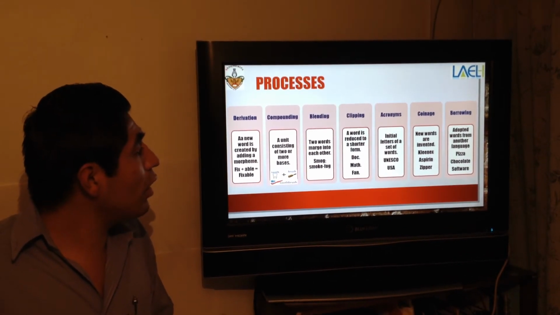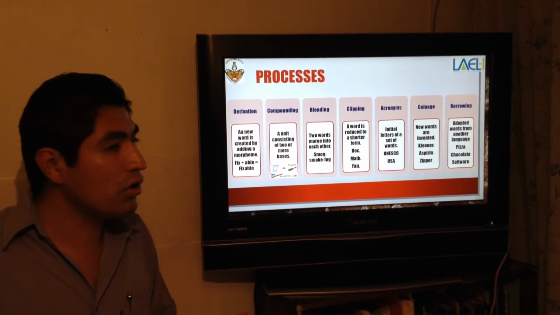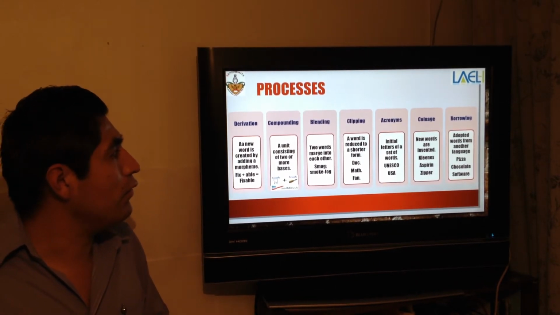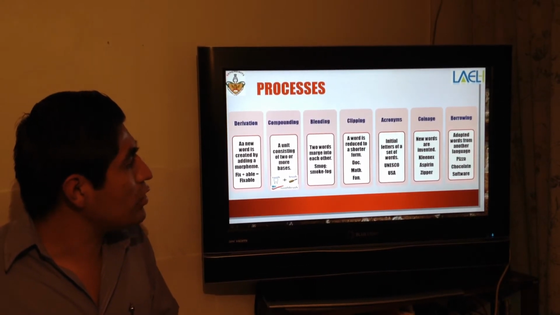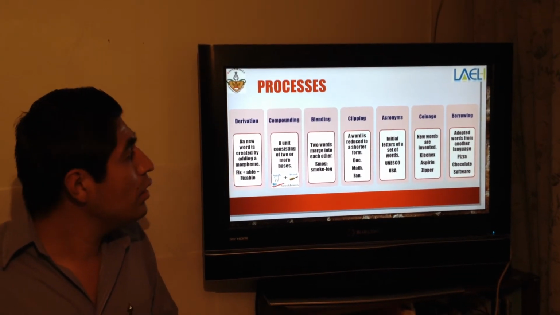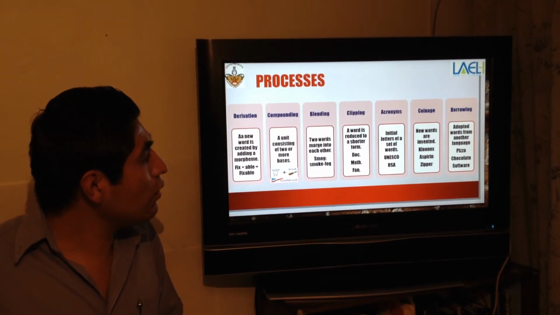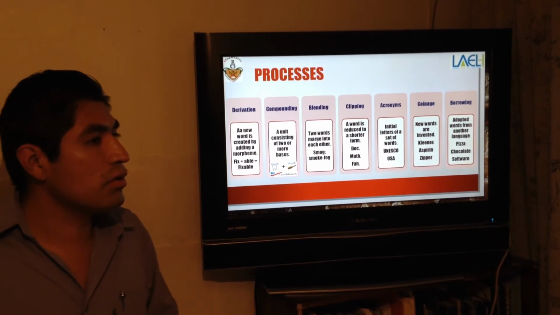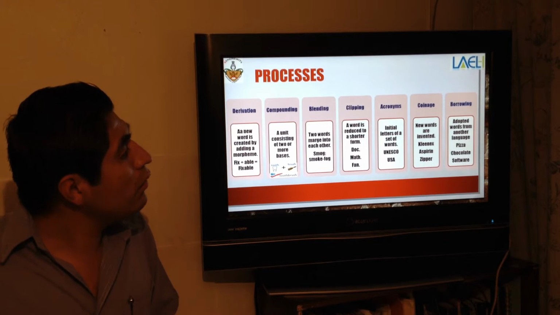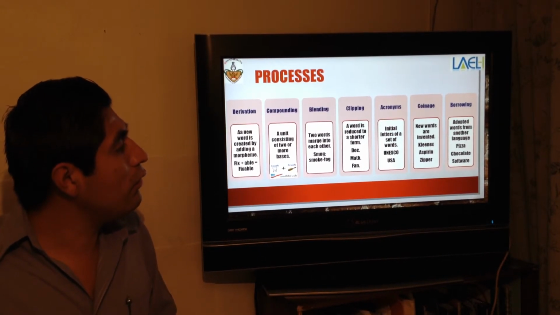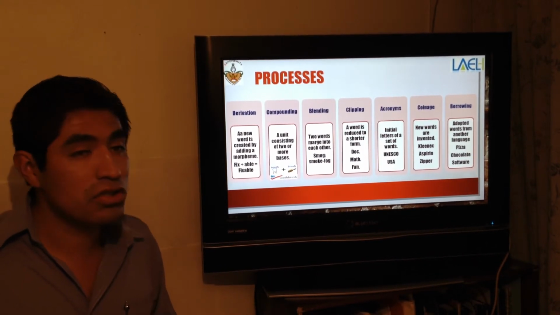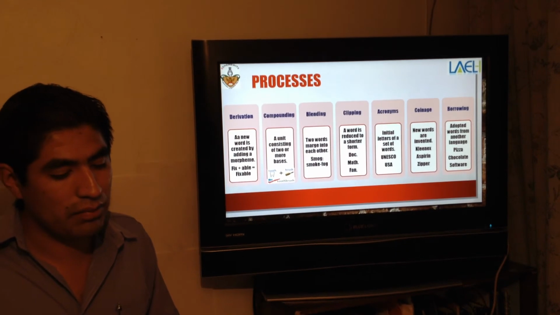Clipping. Clipping is a word reduced to a shortened form. For example, doc, like doctor, math, like mathematics, or fan, like fanatic. Acronyms. Acronyms are initial letters of a set of words, for example, UNESCO, USA. Eponyms are words from something or someone that was invented, like Kleenex, aspirin, zipper. And finally, we have borrowing. Borrowing are words adapted from another language, like pizza, chocolate, software, pasta, for example.